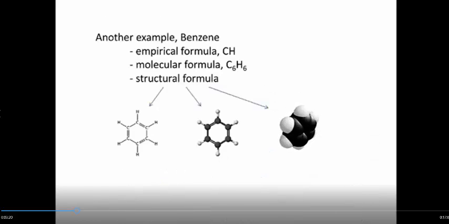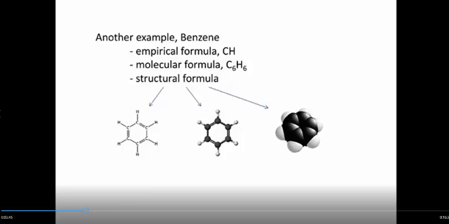To give you another example, consider the molecule known as benzene. Its empirical formula is CH. That is, for every one carbon, there's one hydrogen. But CH doesn't make a lot of sense because there can be other things that have that empirical formula. Instead, it's more useful to give its molecular formula, which is C6H6. That is, there are 6 carbons and 6 hydrogens in this molecule called benzene.